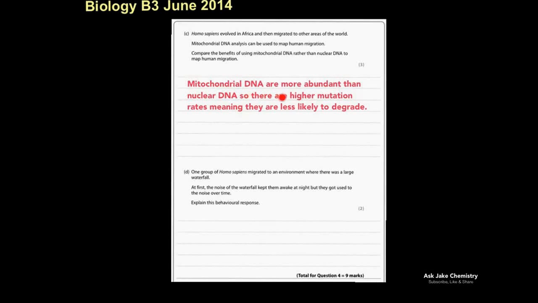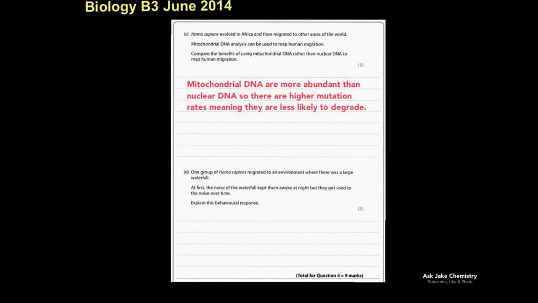So mitochondrial DNA is more abundant than nuclear DNA, so there is a higher mutation rate, meaning it's less likely to degrade, but also scientists can interpret the information from mutations in mitochondrial DNA, especially as mitochondrial DNA is only from mothers, so it's not mixed with the DNA from the father, so it's easier to interpret.